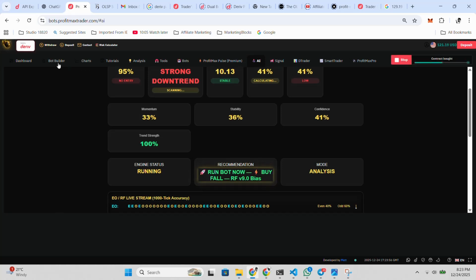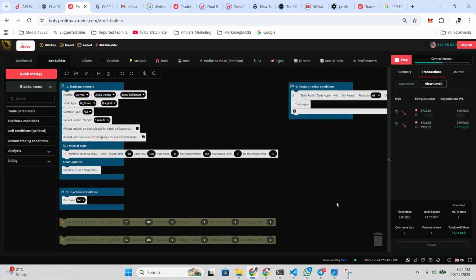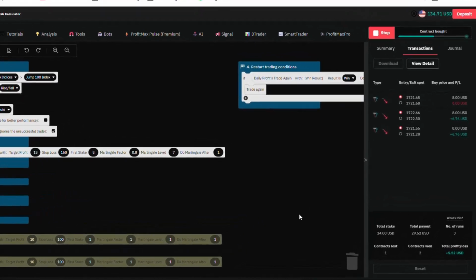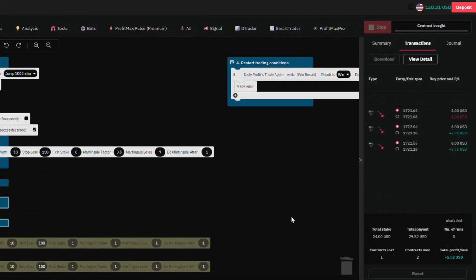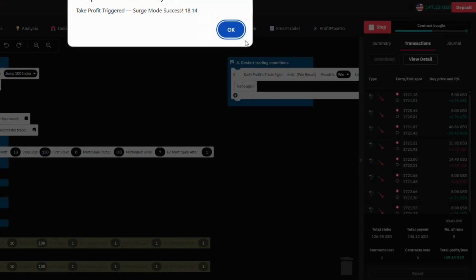There we go, we've gotten a fall and we're in the market. You can see the trades happening, 2 trades already won. Third one is a loss, but then of course the martingale at 0.8, okay? Third loss, let's see. Good, we've recovered. We are okay. Target profit is only $18. There we go. We've hit our take profit, okay?